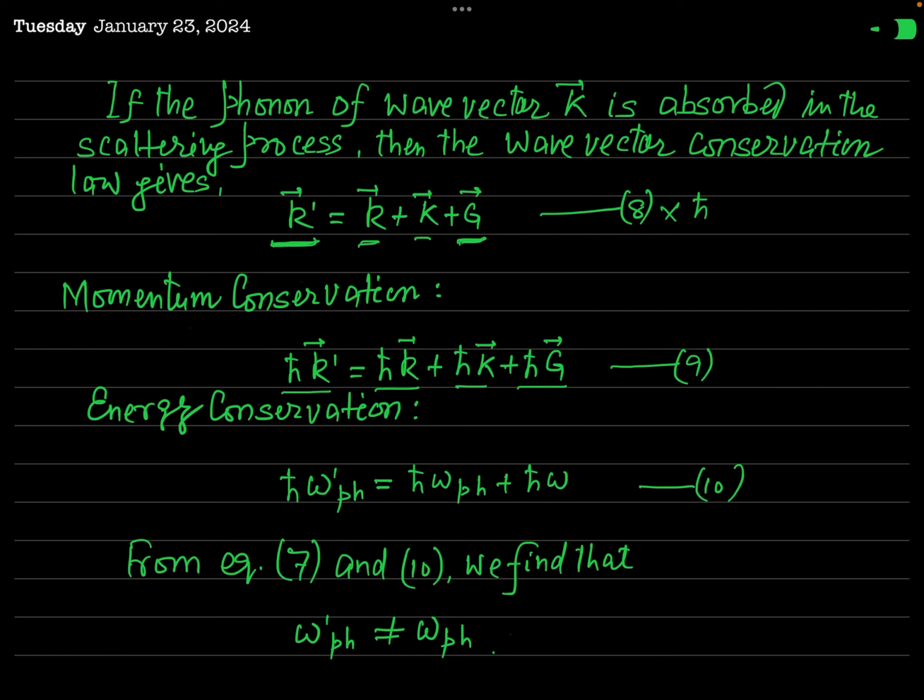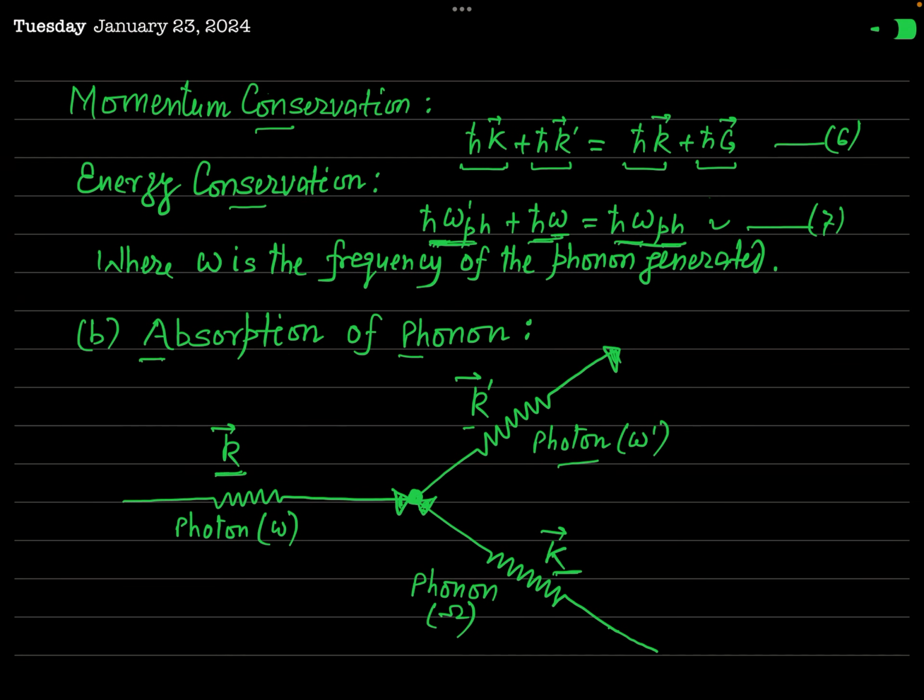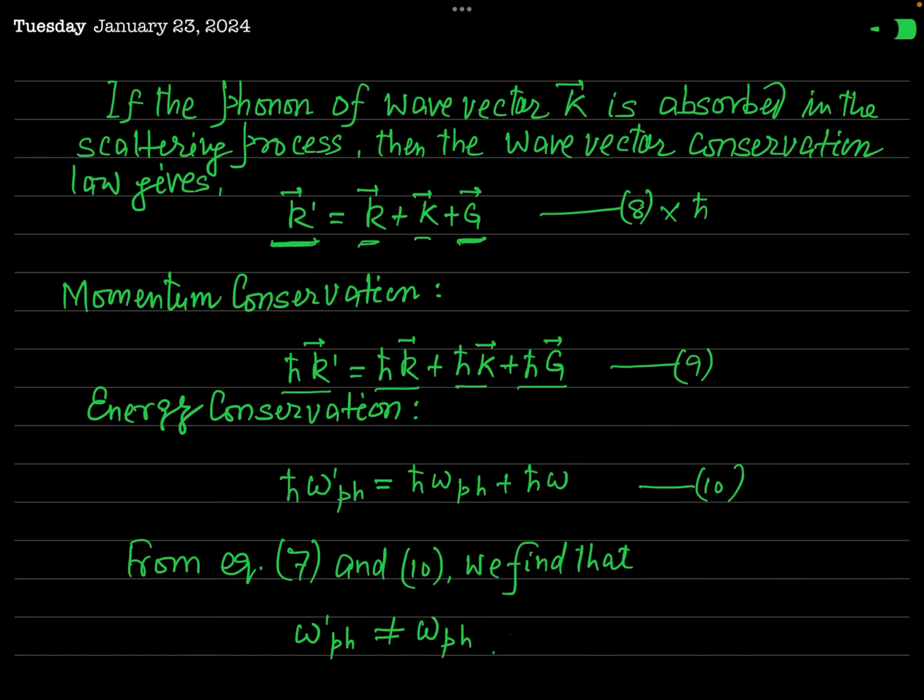And in a similar manner, you can also write down the energy conservation equation. Here, the sum of the energy of the incident photon and the incident phonon will be equal to the energy of this scattered photon. So you can see, I can write here h bar omega dashed ph. This is the energy of the scattered photon, and that is equal to h bar omega ph, the energy of the incident photon, plus h bar omega, the energy of the incident phonon. The last term represents the energy of phonon. So if we do not consider this h bar omega here, then h bar omega dashed ph cannot be equal to h bar omega ph.